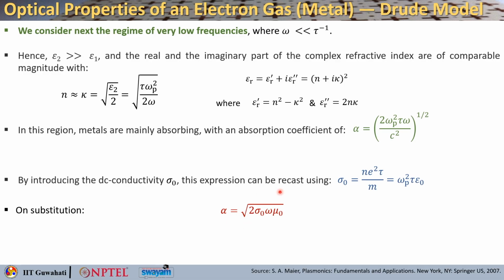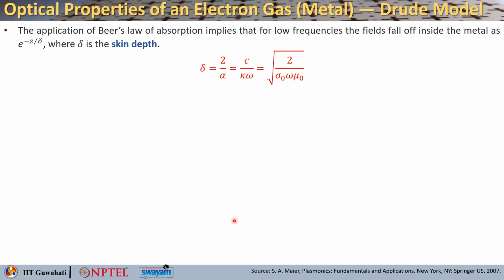alpha can be written as square root of 2 sigma naught omega mu naught. Okay. So, 1 by c square is nothing but mu naught epsilon naught. So, you can use that and find out what this alpha, that is the absorption coefficient, is.